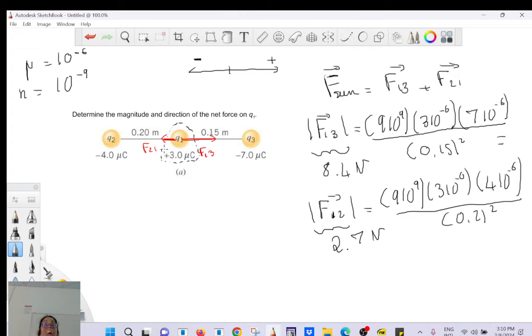What's going to be the resultant? The x component will be to the right is positive, to the left is negative. So what do you get? 5.7 newtons. Okay, so what you are doing is right minus left. So that will be the force that charge will have to react to. So if it's starting from rest, it will accelerate to the right.